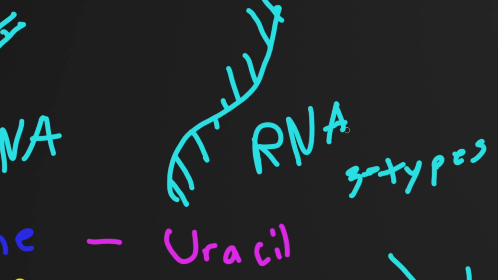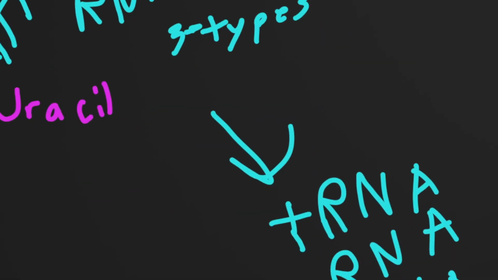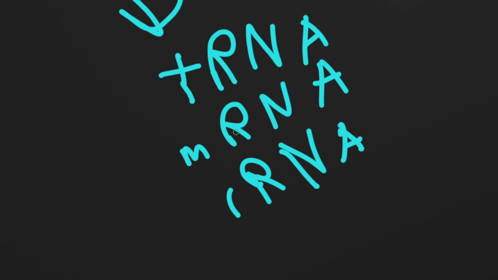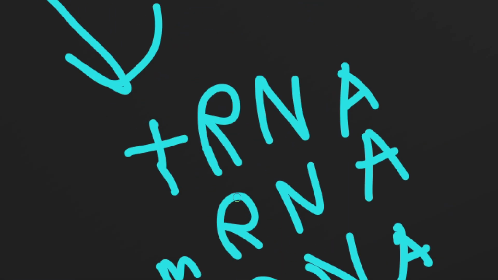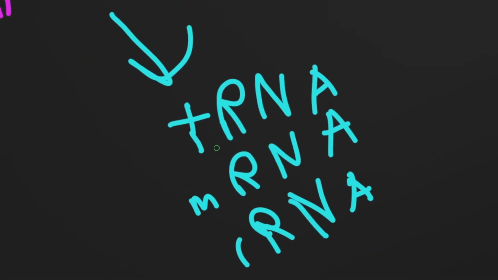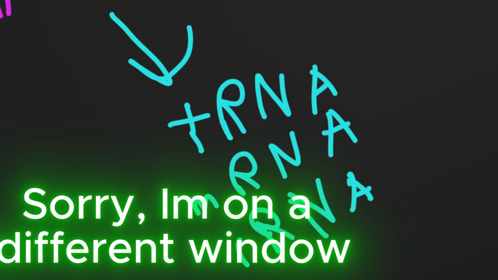For RNA, there are 3 types. We have tRNA, mRNA, and rRNA. For tRNA, transfer RNA, they will bring amino acids to a ribosome. We'll get to that. Messenger RNA, that is that. This guy in this movie is an mRNA.